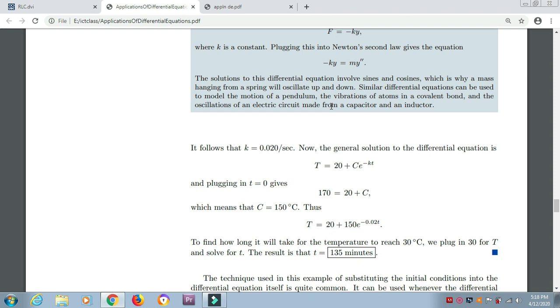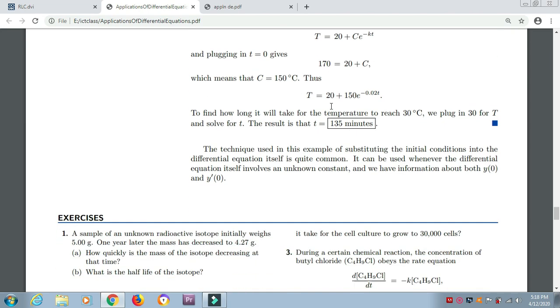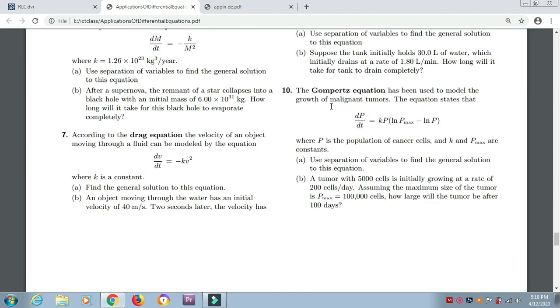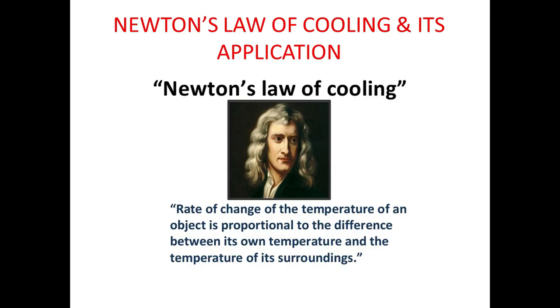Our aim is to find how long it will take for the temperature to reach 30 degrees Celsius. We plug in 30 and solve it. We get the time t as 135 minutes. Here I have given the exercises, and finally I have given the answers for your reference. Just go through all the problems.